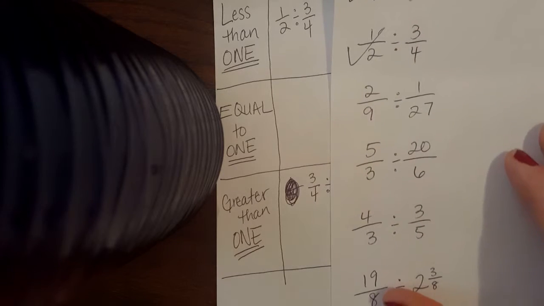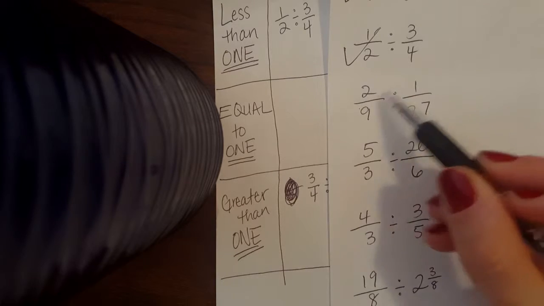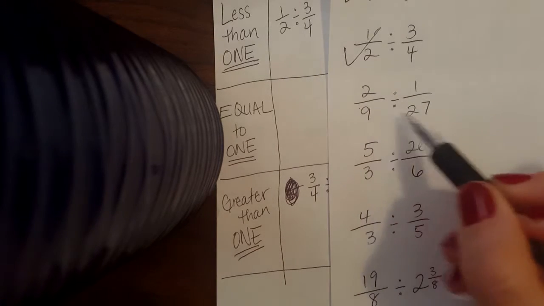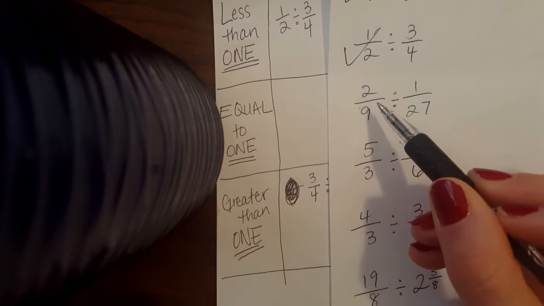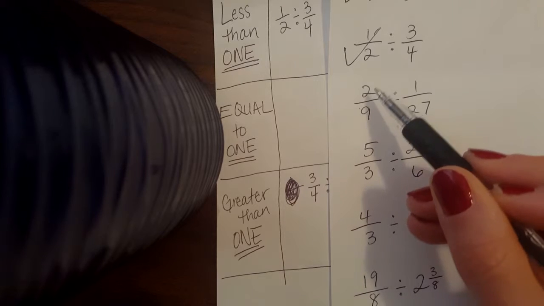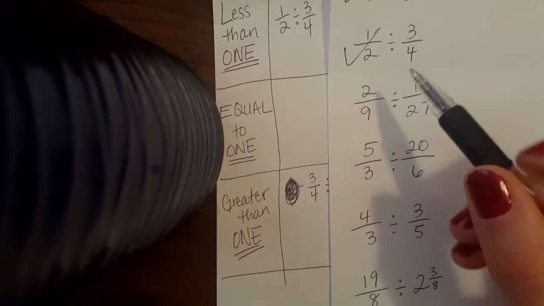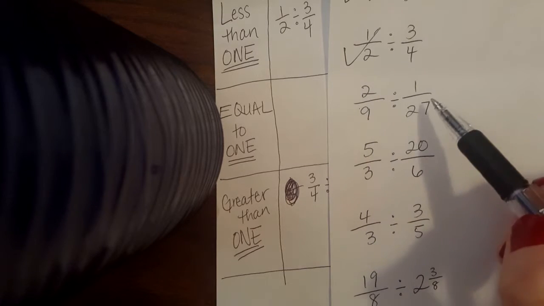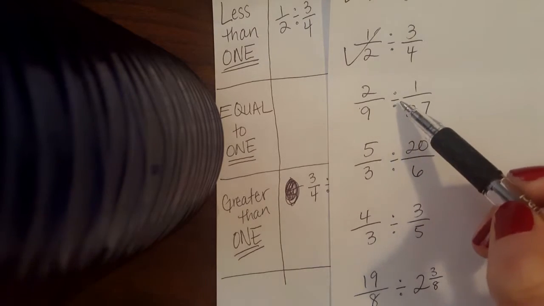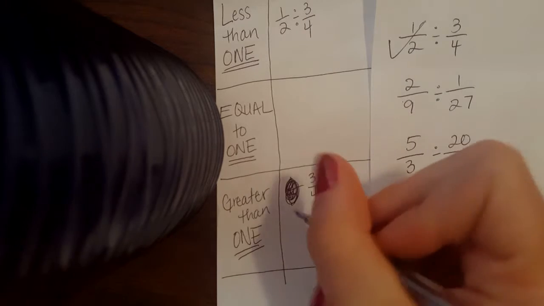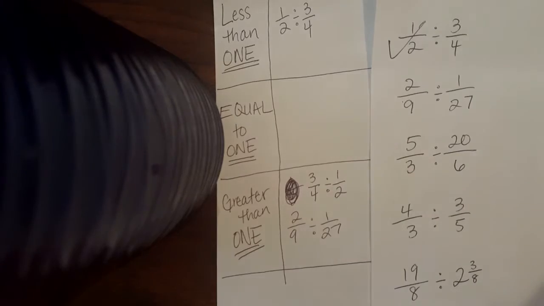All right. What about 2/9 divided by 1/27? Okay, how many 1/27ths go into 2/9? Well, just by looking at these two fractions, I'm pretty sure that 1/27 is much less than 2/9. If we scaled 2/9 up, I believe it would be 6/27, which is larger than 1/27. So since the divisor is less than the dividend, that's going to go into the greater than 1 category. So 2/9 divided by 1/27 goes there.